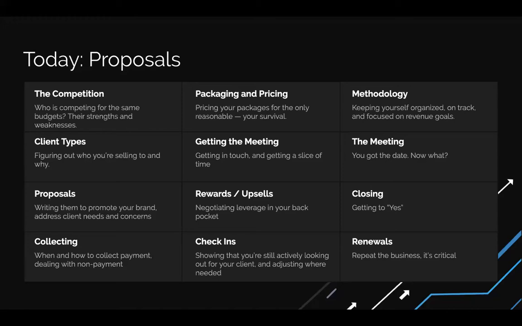Methodology, using a CRM, getting the meeting. So finally, we're getting into the actual sales piece. What does it take to actually get someone to give us 15, 20 minutes of their time to discuss a potential marketing campaign? And then last time we discussed the actual meeting.